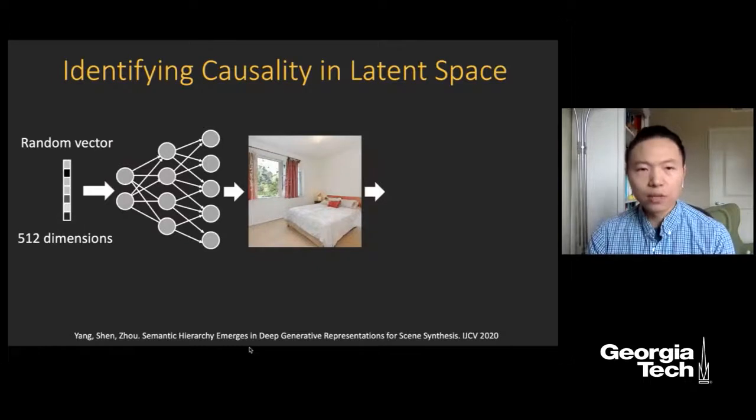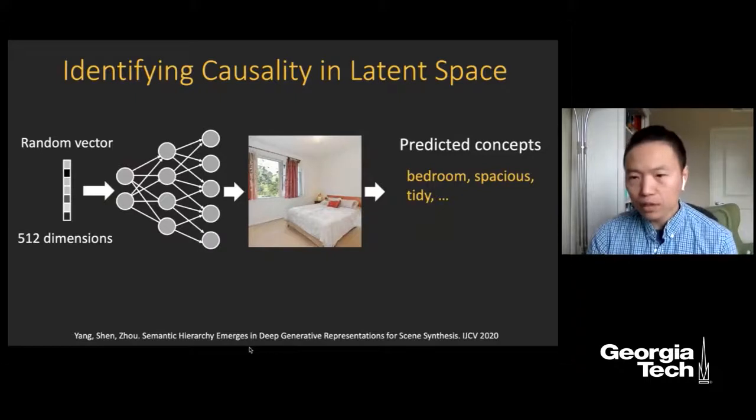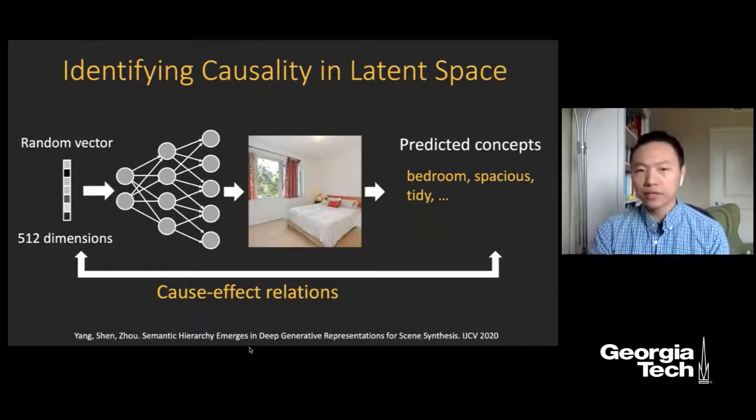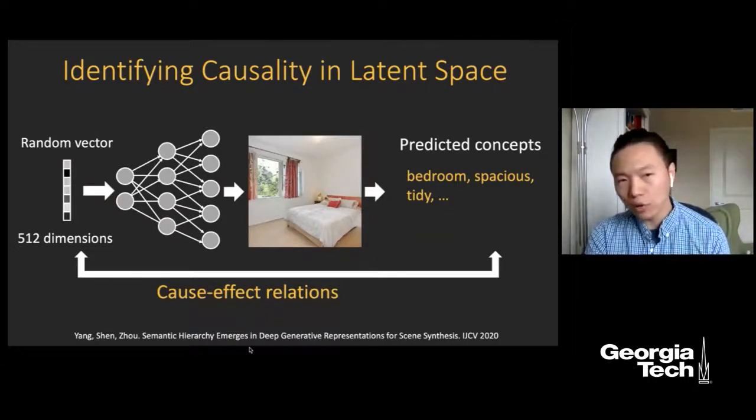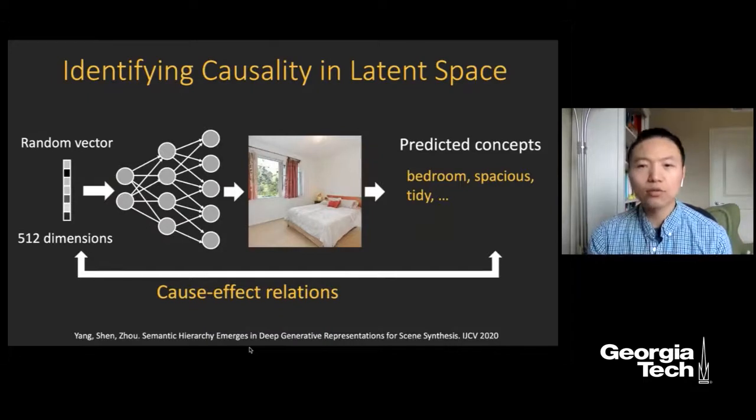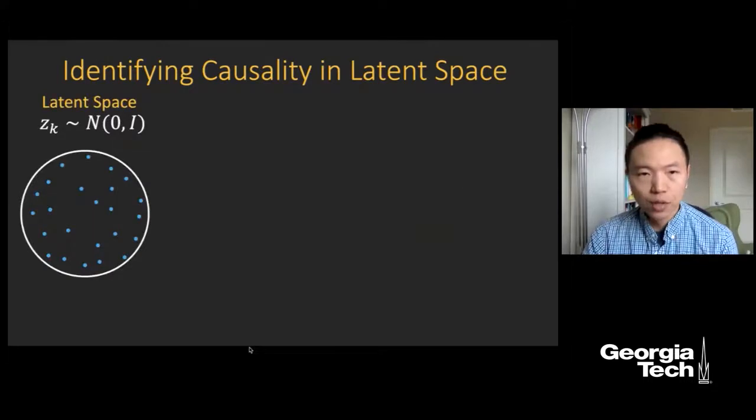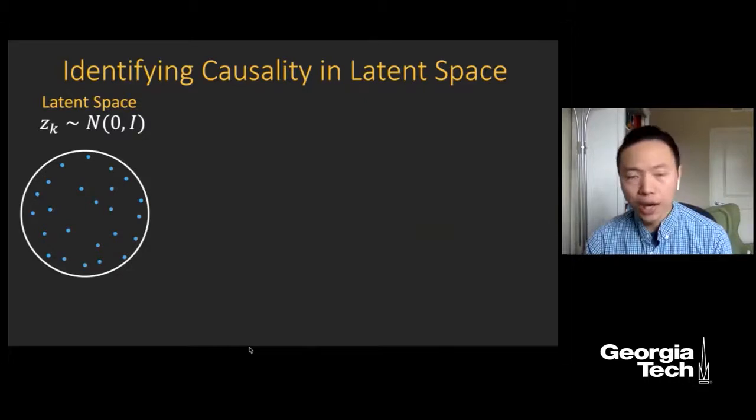Basically, given this image generation pipeline, we can apply off-the-shelf predictors to extract many semantic pieces of information from the synthesized image. Then we can go back into the latent space and identify the cause-effect relations. If we can identify the dimensions or the subspace in the latent space that control the relevant factors in the final outputs, then we can control the generation process. So we propose a framework. It's a very simple framework to interpret the latent space.